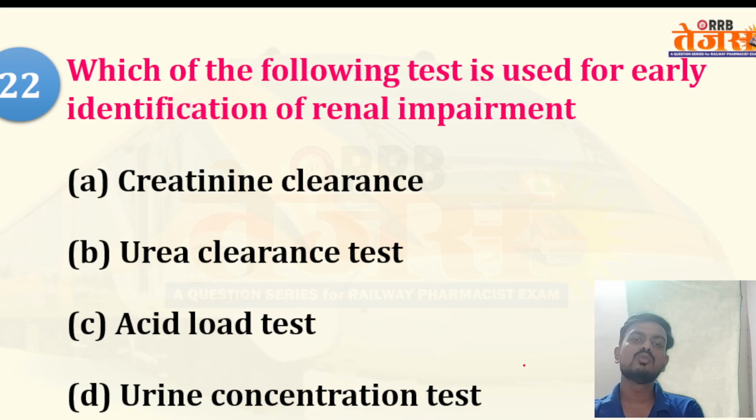Moving to the next question: which of the following tests is used for the early identification of renal impairment? Your options are creatinine clearance, urea clearance test, acid load test, urine concentration test. Your right answer is creatinine clearance, because creatinine clearance is the first and most important biomarker for the estimation of renal impairment.